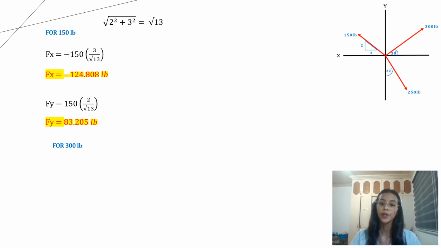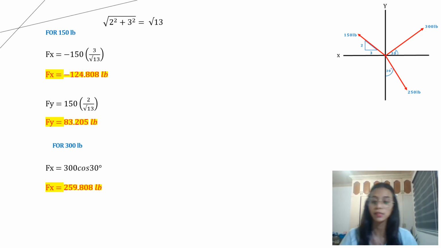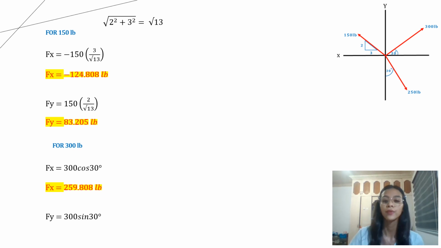For our force 300 pounds, it is pointing upward to the right with an angle of 30 degrees. Then our Fx is 300 cosine 30 since it is the side of x. So it is positive also because it is to the right. Then the answer is 259.808 pounds. Our Fy is 300 sine 30. It is positive since it is upward. So the answer is 150 pounds.